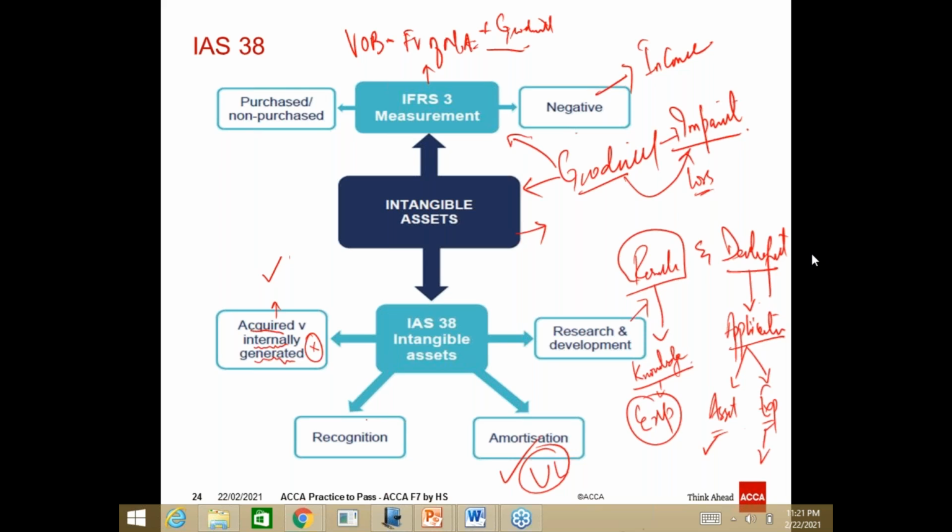What about indefinite life for amortization? We will never amortize assets having an indefinite useful life. They will all be checked for impairment on an annual basis. Can we recognize a purchased customer list? Yes, you can recognize a purchased customer list, but only if it meets the criteria of an intangible asset.